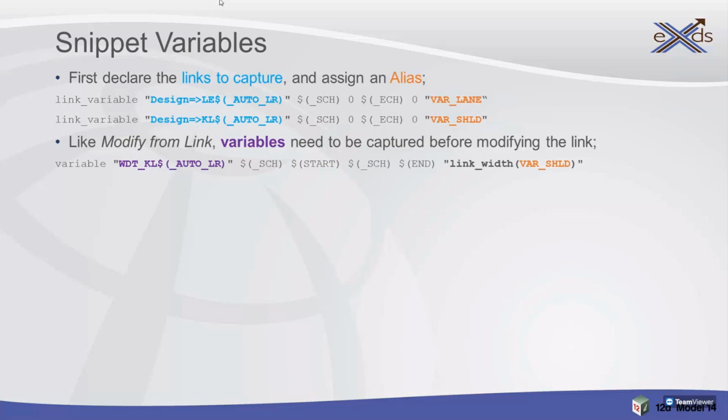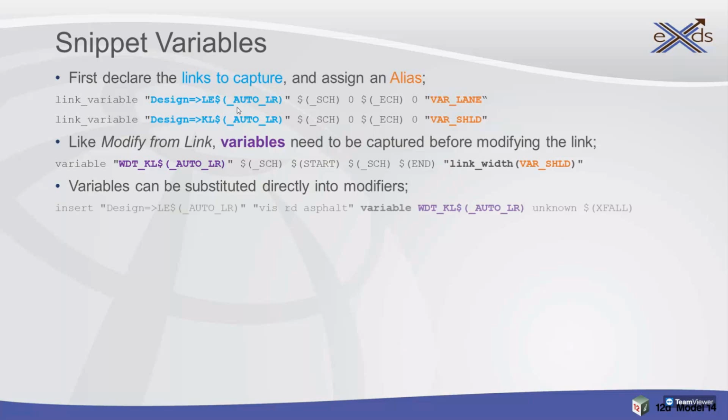So this is how you capture it. So we say variable, we give the variable a name. So we've got three names going on here. We've got the original link name, we've got the alias name. Now we're creating the variable, and the variable is getting the width of that alias, which comes back to the width of the string.